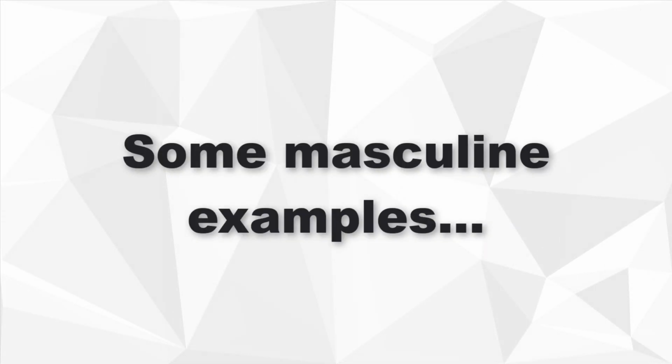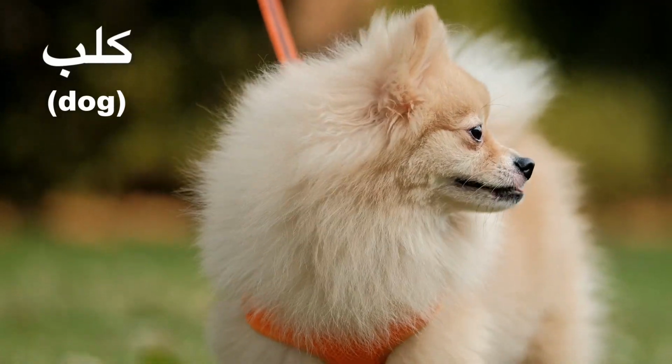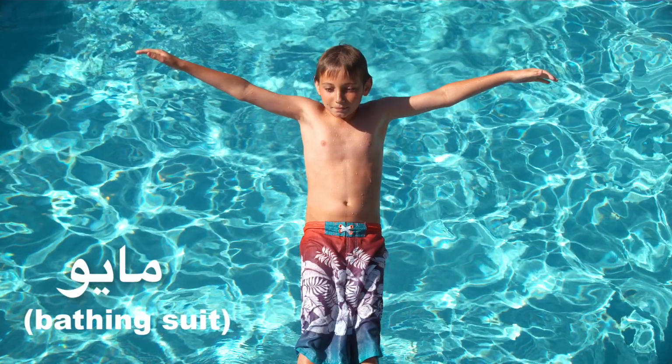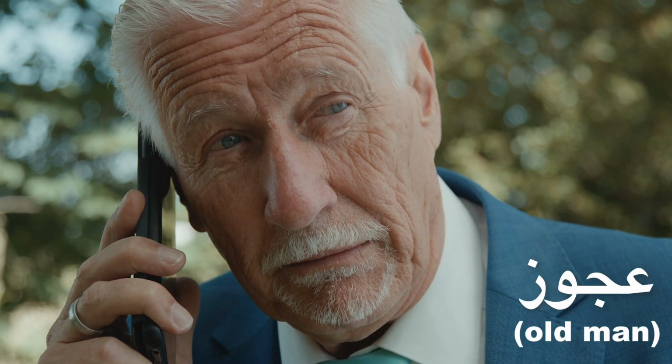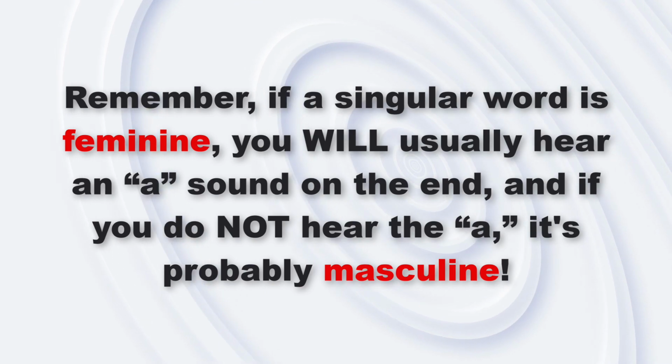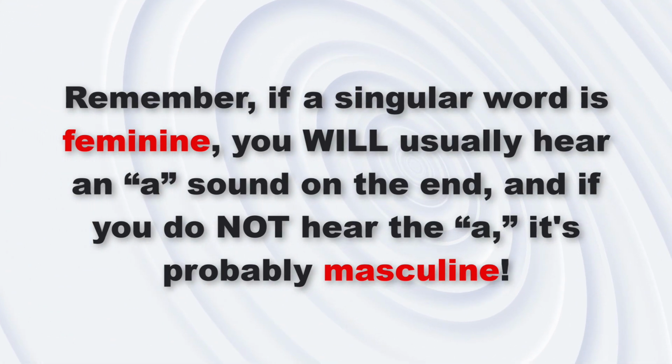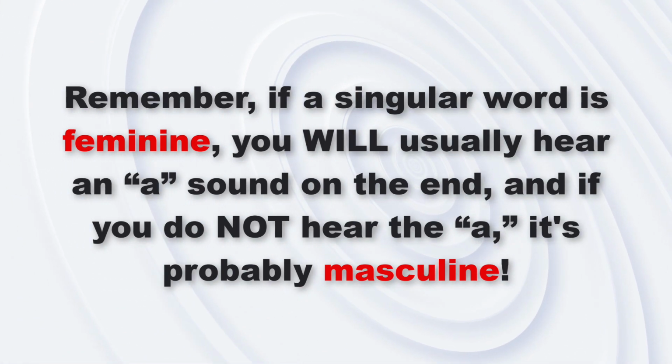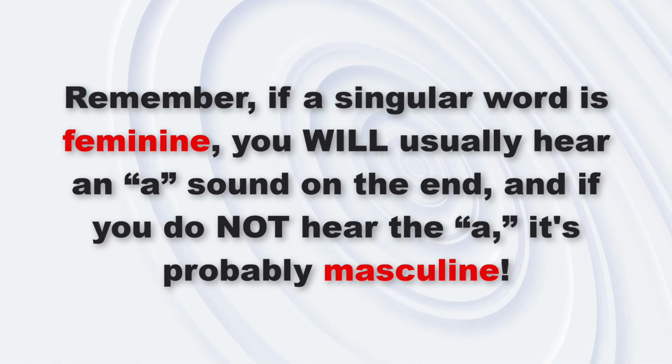So here are some examples. كلب, فار, راجل, mayo, عجوز. Once again, if a singular word is feminine, you're going to hear that "a" sound on the end. And if you don't hear the sound on the end, it's probably a masculine word.